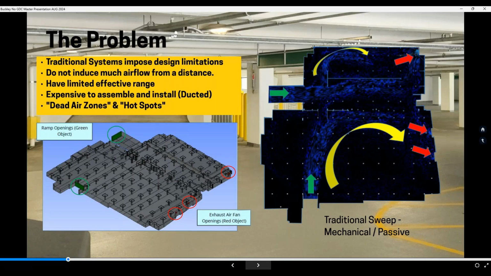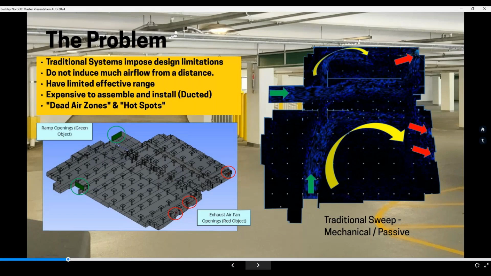So you have the air that's coming in, under its own momentum, even though it's under the influence of the mechanical exhaust fans. So that air takes a long, slow sweeping path as it comes in and moves over towards the exhaust points. Part of the challenge we have with the traditional systems is they do not induce much airflow. They have a limited effective range. Ducting versus jet fans is an expensive undertaking, and they result in dead air zones and hotspots.